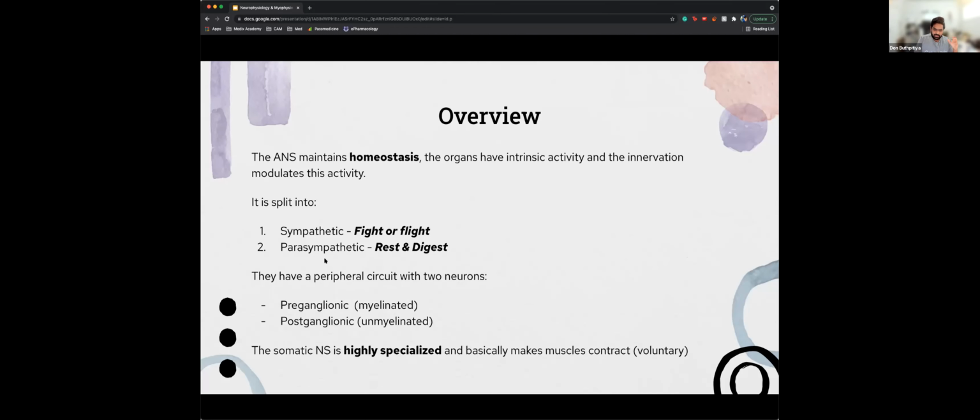Now, these systems have a circuit with two neurons. It's very simple, preganglionic and postganglionic. The preganglionic is myelinated, so they're pretty fast, and the postganglionic is unmyelinated. Now, just to touch on the somatic nervous system, it's very highly specialized, right? It's what makes our muscles contract. So it's our voluntary nervous system.